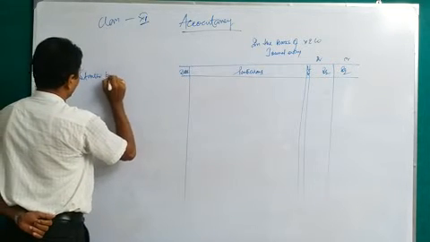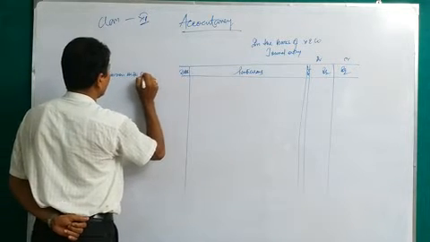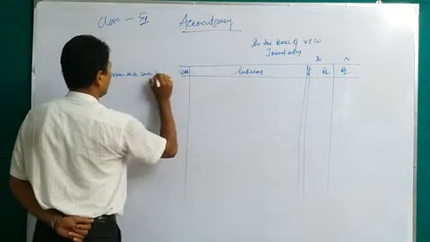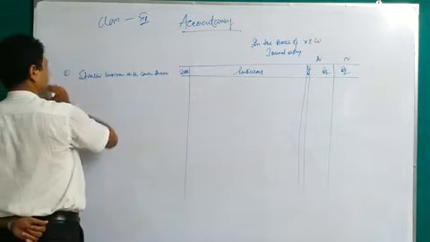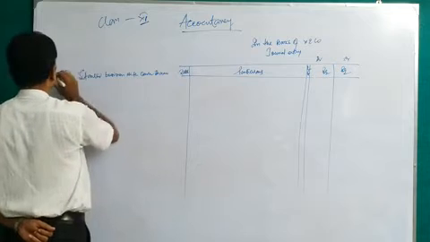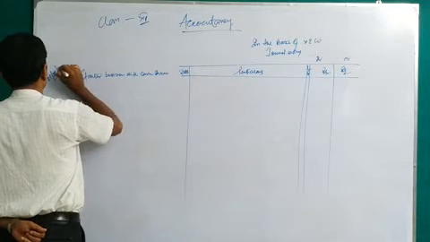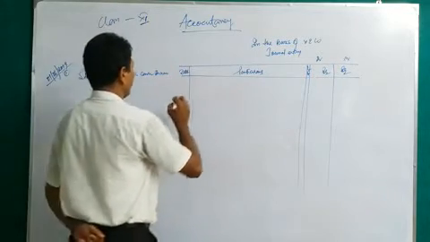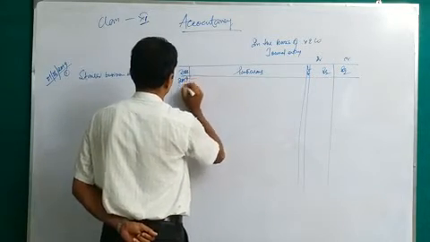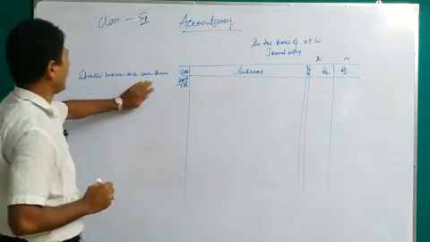Now the transaction number 1: started business with cash, rupees 10,000. Date: 1st June 2019. Clear? Started business with cash, rupees 10,000.